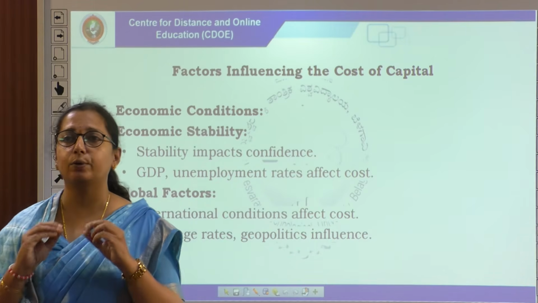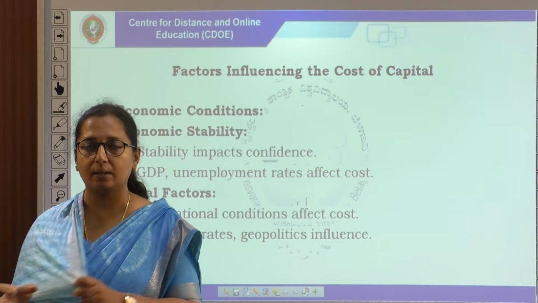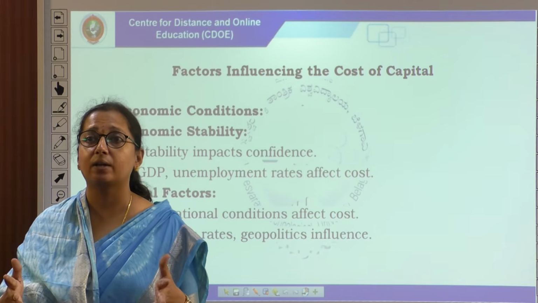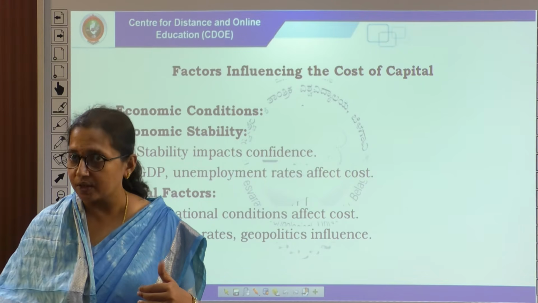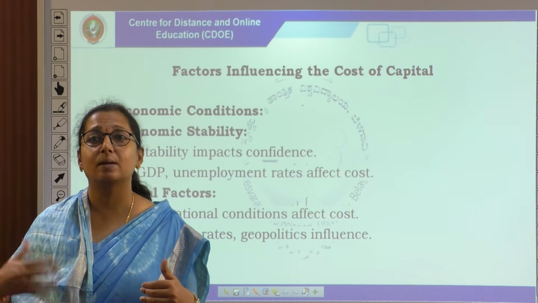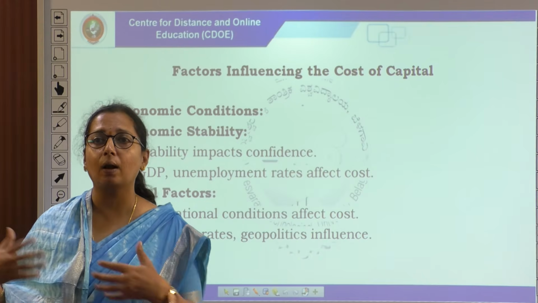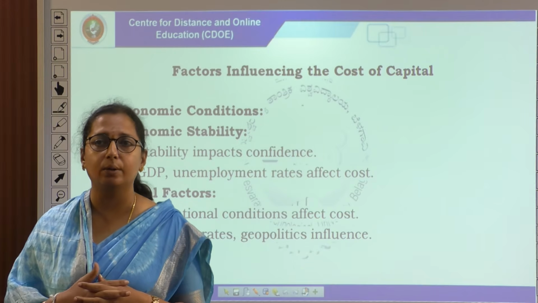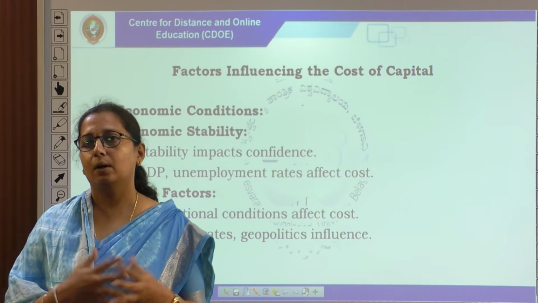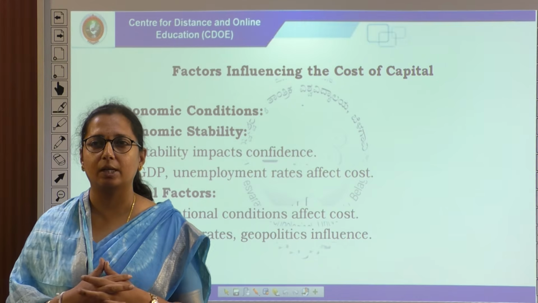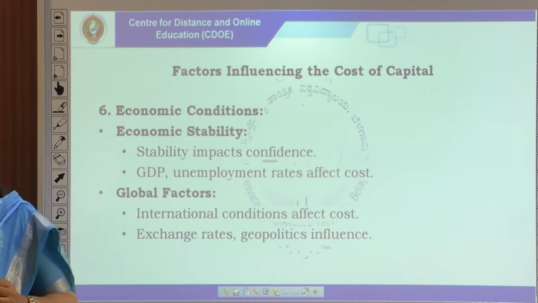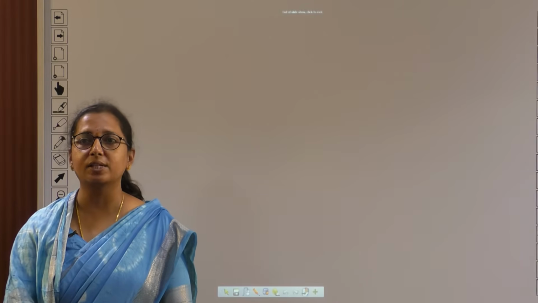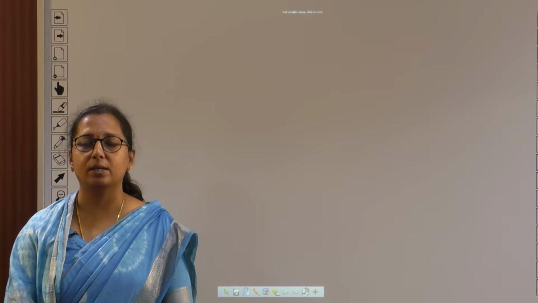Any factors we have to think of in a major way, that is, external factors cannot be controlled. So these factors always have an impact on the low cost and the high cost. These are the factors which highly influence the cost of capital. We always go from lower to higher or higher to lower. So these are some of the concepts that have been explained with regard to the concept of cost of capital and the factors influencing the cost of capital.